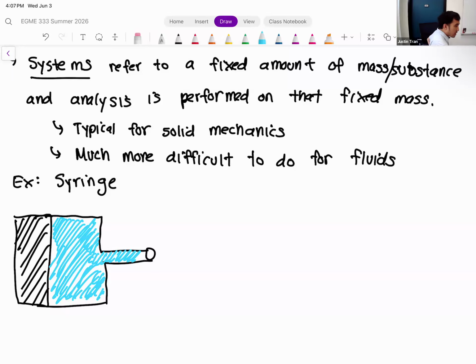All right, so we can take a systems approach to this. Under the systems approach, we're going to essentially tag and try to keep track of this fluid within the syringe as it goes through its motion.